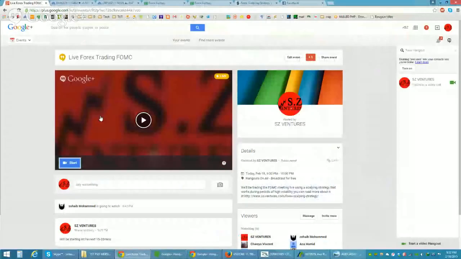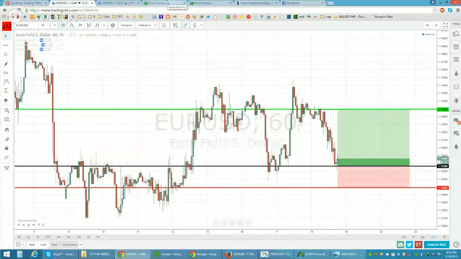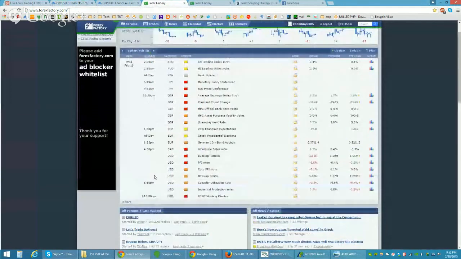It's a strategy that I learned about 2-3 months back, and it basically involves hedging the currency pair that is going to have volatility just before a news event. So FOMC is going to be affecting the US dollar, as you can see from the Forex Factory economic calendar. So we're expecting it in about the next 8 minutes.